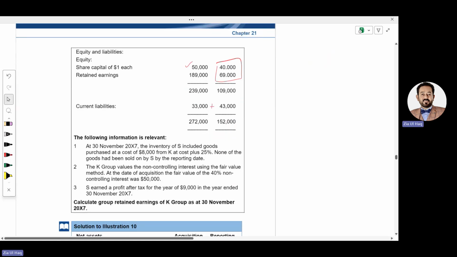The following information is relevant at 30th November year end. The inventory of S included goods purchased at cost of 8,000 from K. Who sold to whom? Parent sold to subsidiary or subsidiary sold to parent?